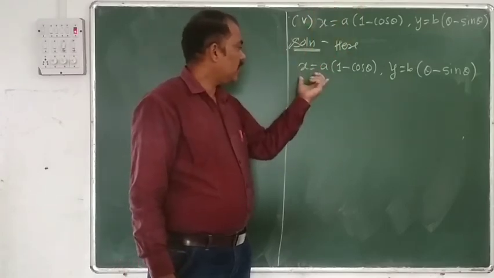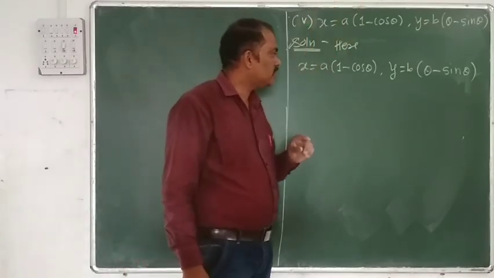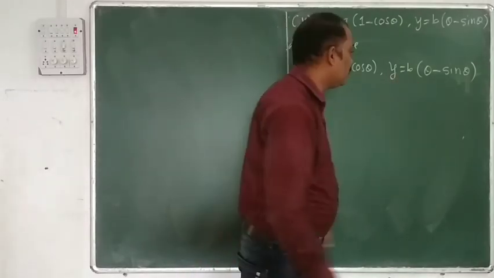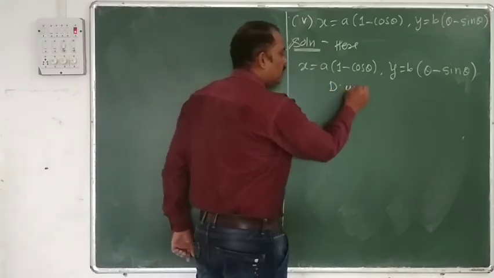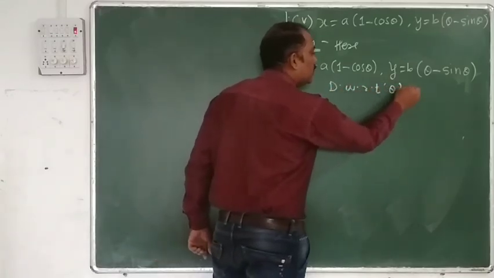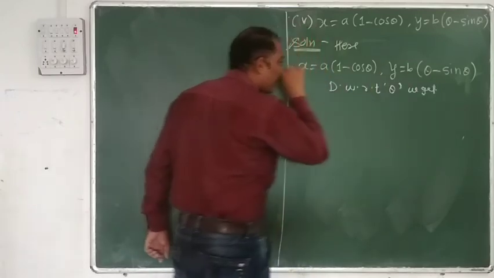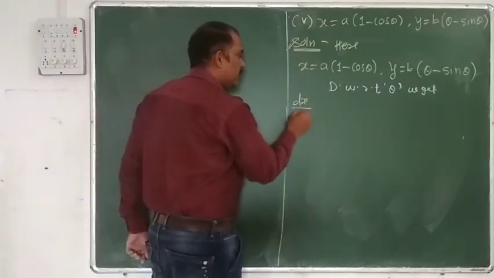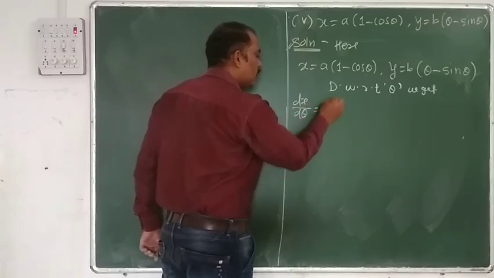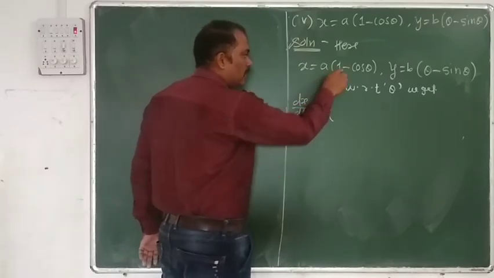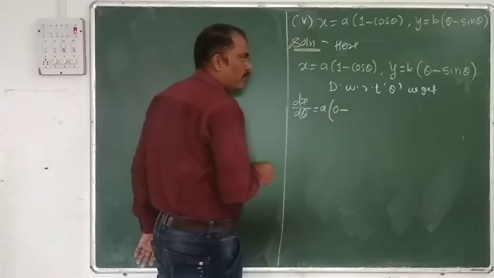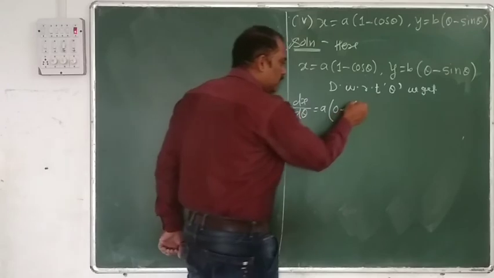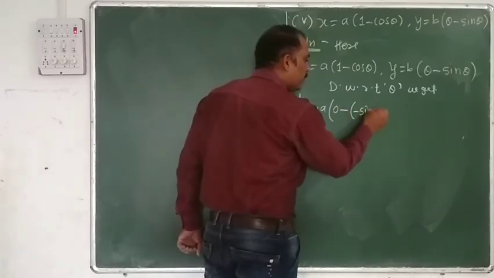Now we have to consider that x is equal to a into 1 minus cos theta, y is equal to b into theta minus sin theta. We have to differentiate with respect to theta. Differentiation of x with respect to theta is dx by d theta. A is a constant, so we take it outside the derivative. 1 is a constant, its derivative is 0, minus cos theta. What is the derivative of cos theta? Derivative of cos theta is nothing but minus sin theta.